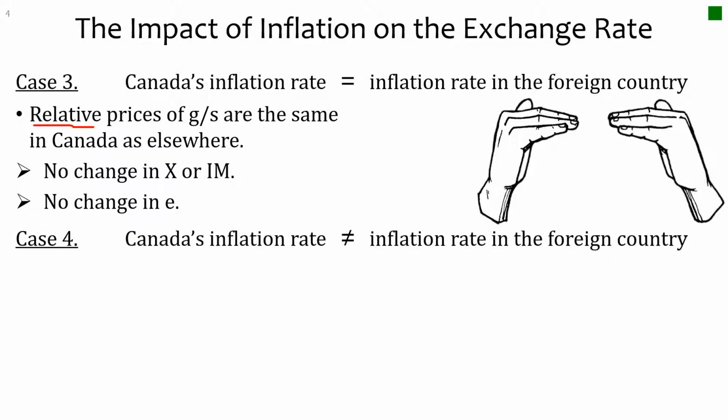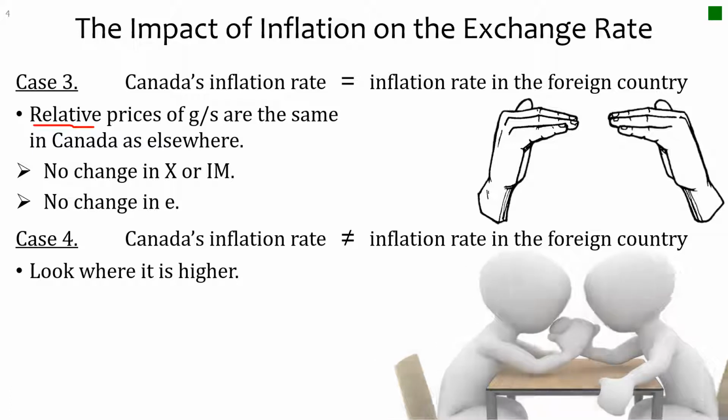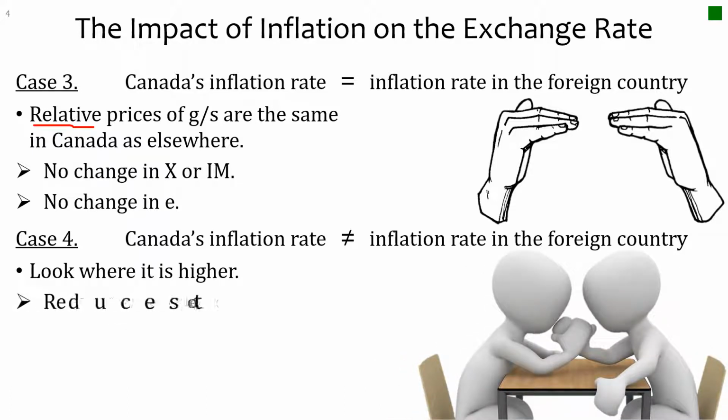Case 4, if Canada's inflation rate is not equal to the inflation rate in the foreign country. Well, not equal means either less or more. So look at where it is higher, which means that this reduces to either case 1 or 2. Okay, if it's greater in Canada or if it's less in Canada. So these two cases really aren't that complicated as long as you understand the first two. But still write them down and focus on this idea of relative difference.